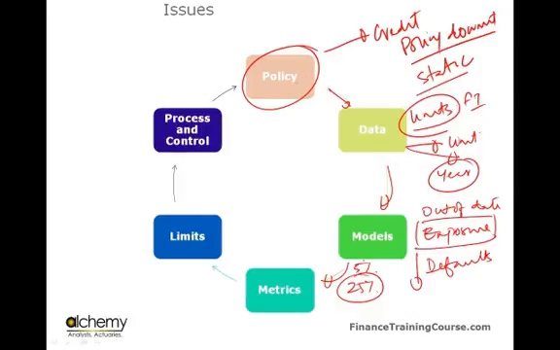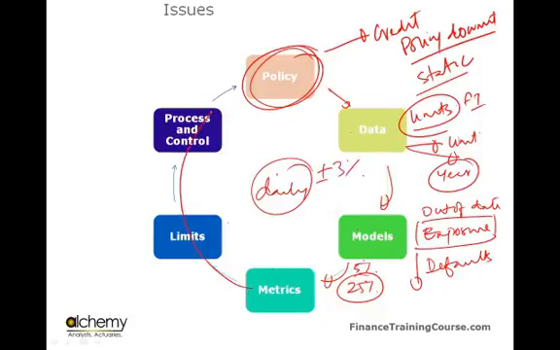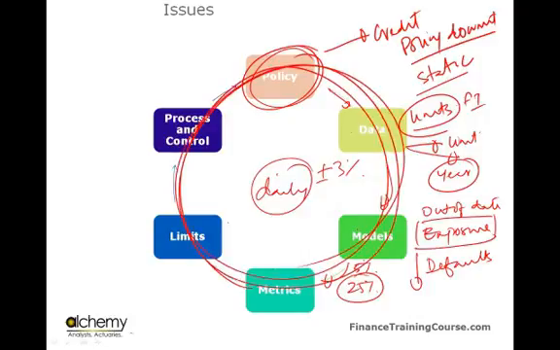Look at the structure: policy, data, models, metrics, limits, process, and control. If markets move on a daily basis, and especially if the movement that you see is more than 3% plus or minus, then you need to run this entire process also on a daily basis. If you don't, you will have an issue.